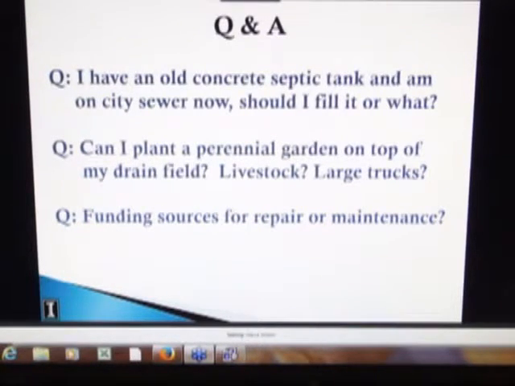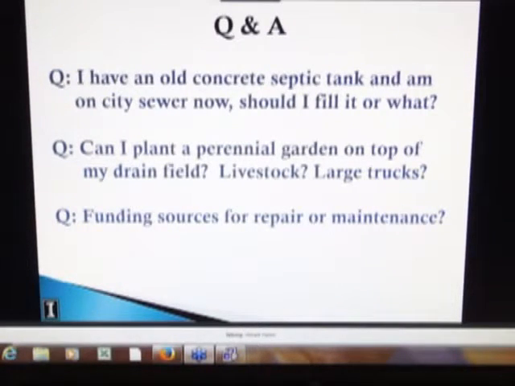I know we recommend that you don't put anything over your septic field, and we still got questions about, can I plant a perennial garden on top of my drain field? Can I have livestock there? What about large trucks running over it, or putting a driveway? What's the disadvantage of all those things? Or, the perennial garden one, I guess I can't see it's a huge problem, but I guess there's always, I don't know what you think.